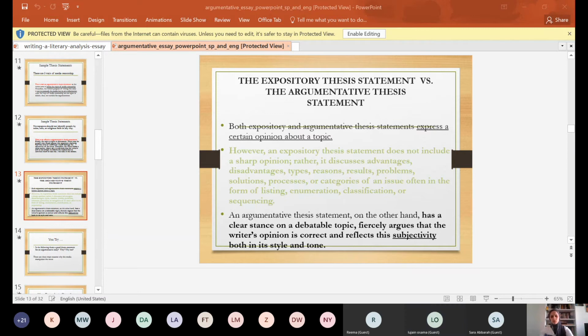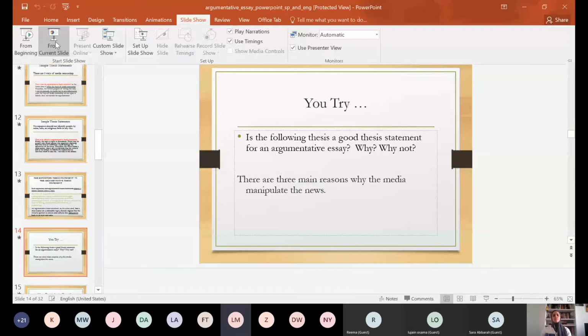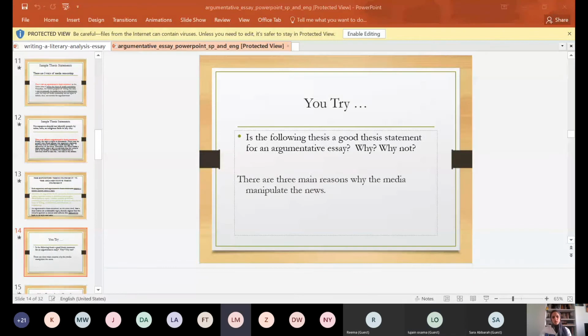Do you see the new slide or not? No. Yes, we can't. Yeah, great. Now we can. You try.